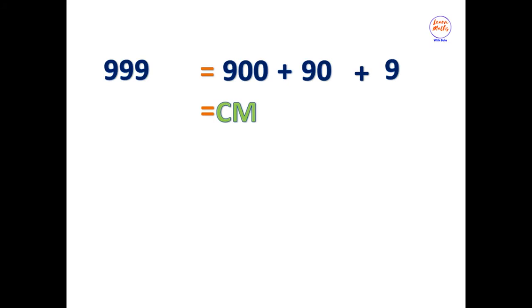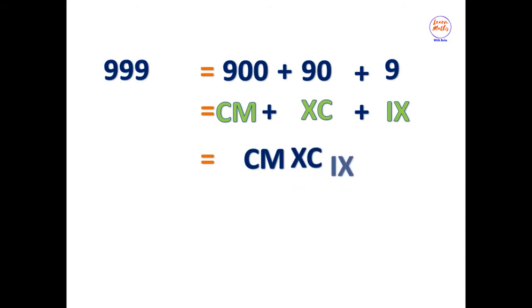So the last example for this tutorial, 999, which when written in expanded form, you have 900 plus 90 plus 9. So CM plus XC plus IX. All we have to do to complete this is to have CMXCIX.